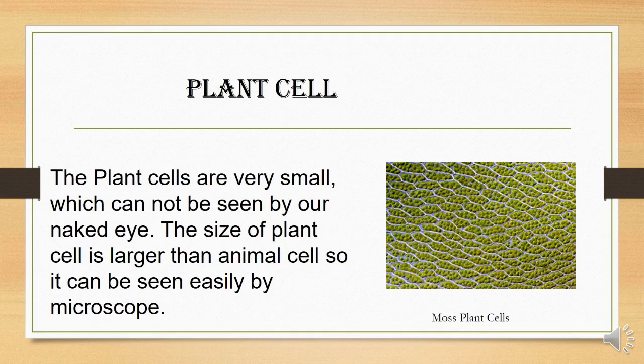Now, plant cells are very tiny so that we cannot see them with our naked eye. But comparing the size of plant cells and animal cells, we can say that plant cells are bigger than animal cells and can be easily seen under the microscope as compared to the animal cell. So on the right you can see the blocks of cells from the moss plant cells under the microscope.